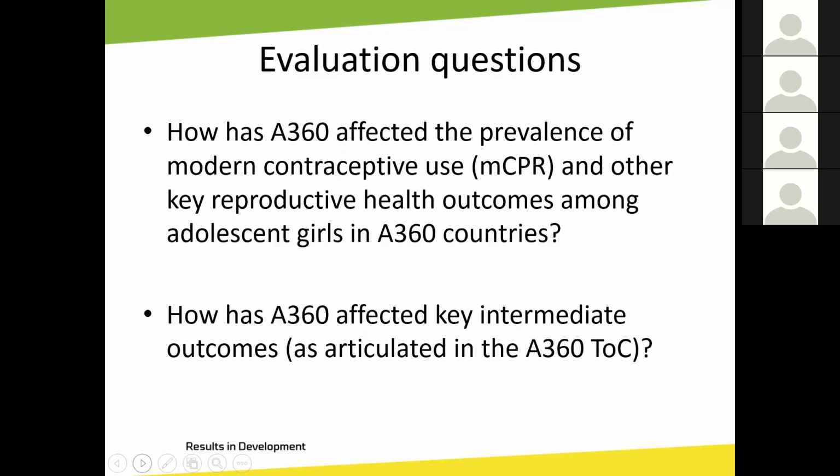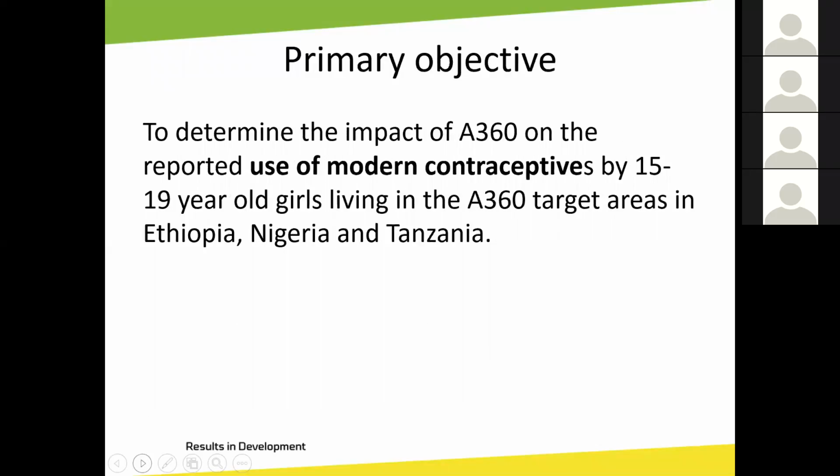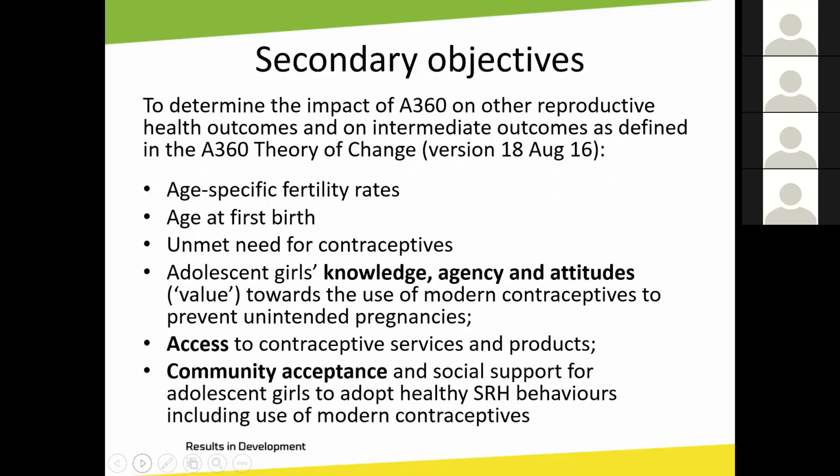Next slide. So the primary objective is to determine the impact of A360 on the use of modern contraceptives by 15 to 19-year-old girls who are living in the A360 target areas in Ethiopia, Nigeria, and Tanzania. Next slide, please. So the secondary objectives are to determine the impact of A360 in the same population on a number of reproductive health outcomes and also the intermediate outcomes that were defined in the theory of change.